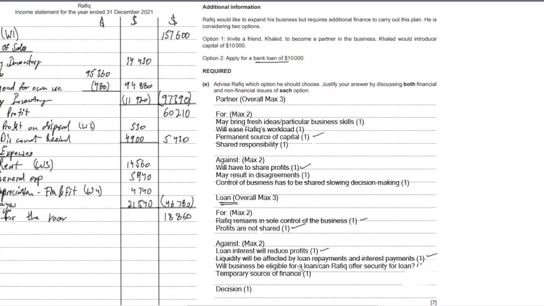I think you can easily write these. Very easily, you can come up with these points. They're even giving you up to 4 marks. Wait, it's maximum 3. So maximum 3 for partner support, maximum 3 for bank loan support, and one for your decision, up to you, right? You can make up your own decision. I would say he should just take a loan because his profitability is pretty good, right?